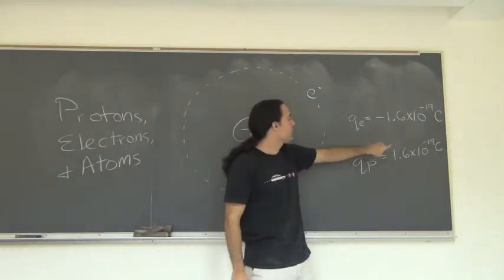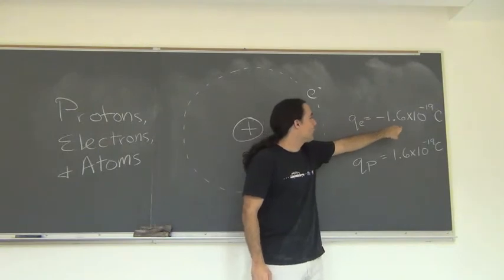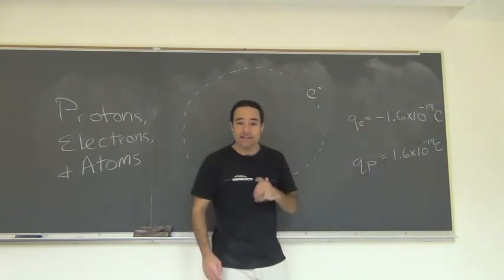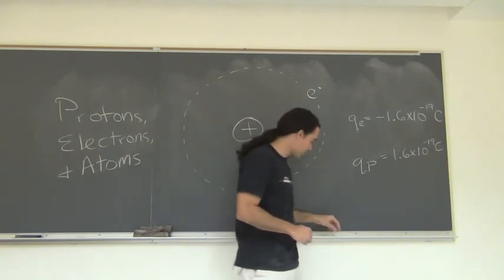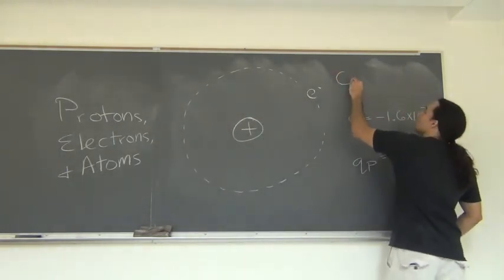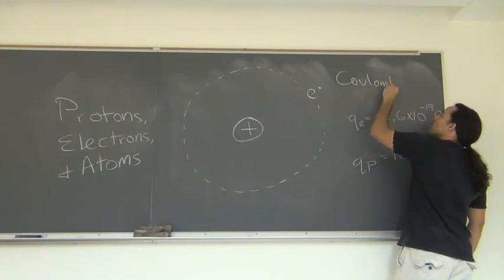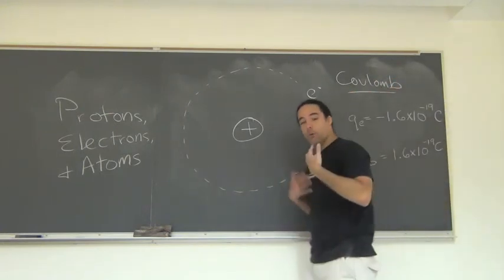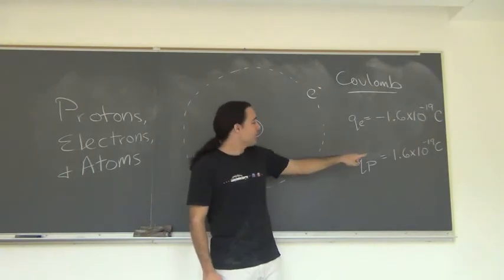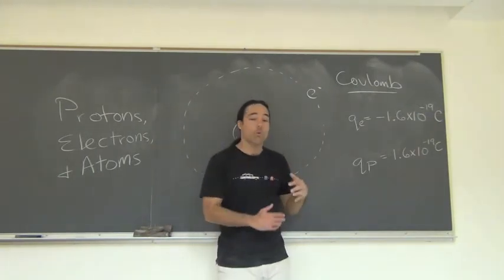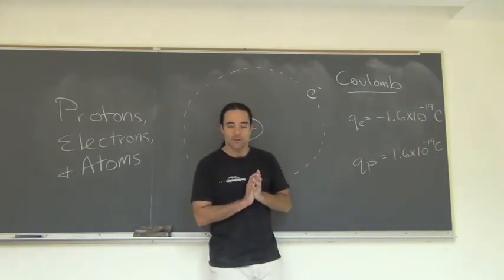So an electron has negative 1.6 times 10 to the minus 19 coulombs of charge. The coulomb is the unit of charge that we're going to be working with here. It's just a measure of how much charge we have. And the charge of the proton is the same thing, but just positive. So it's positive 1.6 times 10 to the minus 19 coulombs.